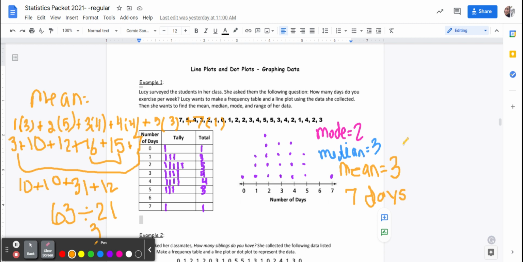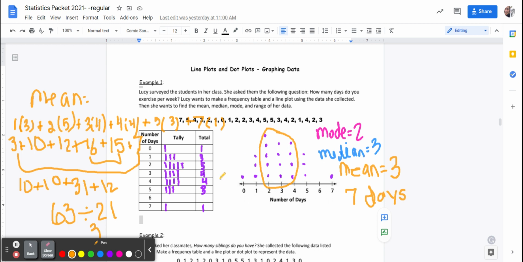So overall then, what would you say is the typical number of days that someone exercises in her class? Well, I would have to say about 3 days because it's the median and the mean. So there, and we can kind of see here in the graph that the data kind of clusters in this area. So that makes sense. It would be about 3.